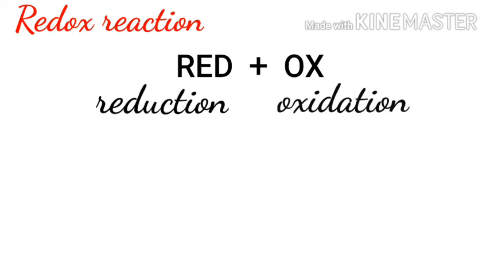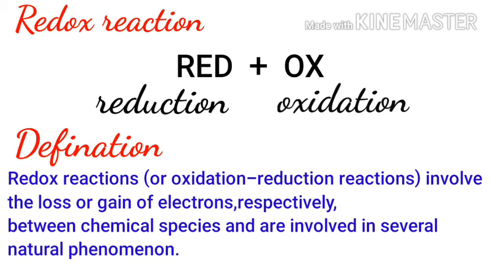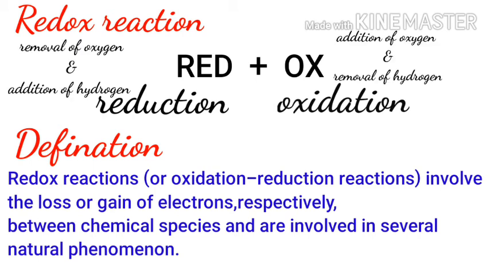Redox reaction is reduction and oxidation occurring simultaneously in a particular reaction. With the help of a definition we will learn. Redox reaction or reduction oxidation reaction involves the loss or gain of electrons respectively between two chemical species and is involved in several natural phenomena. So in this process we will get to know reduction is addition of hydrogen and removal of oxygen, whereas oxidation is addition of oxygen and removal of hydrogen.